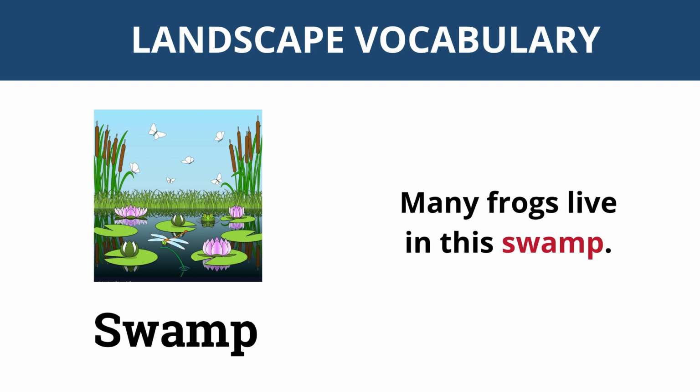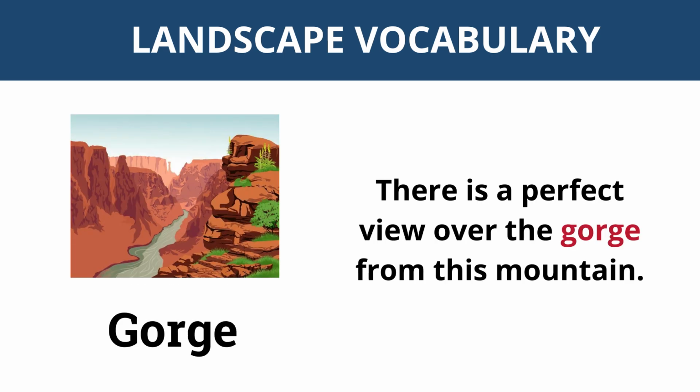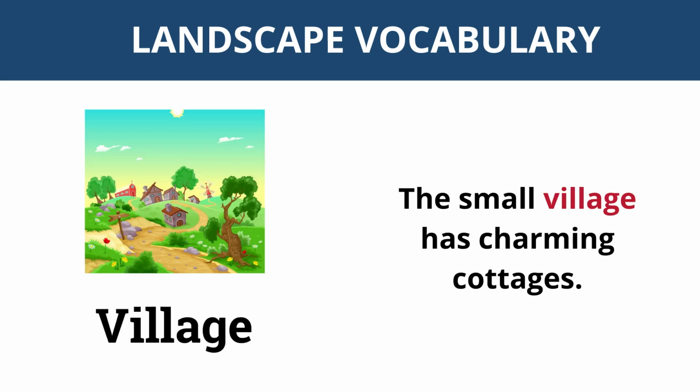Swamp. Many frogs live in this swamp. Stream. The stream trickled down the mountainside. Gorge. There is a perfect view over the gorge from this mountain. Village. The small village has charming cottages.